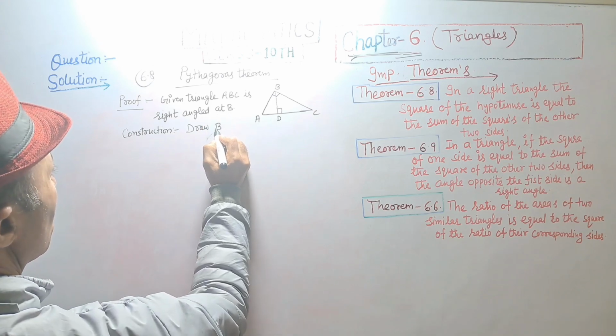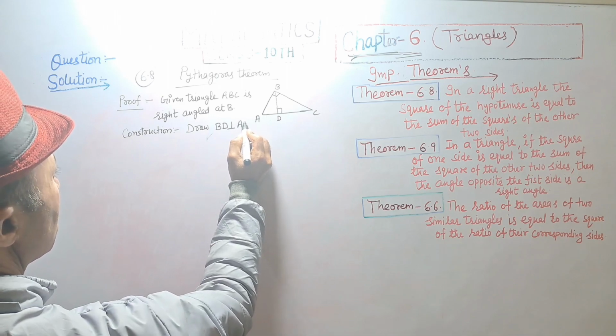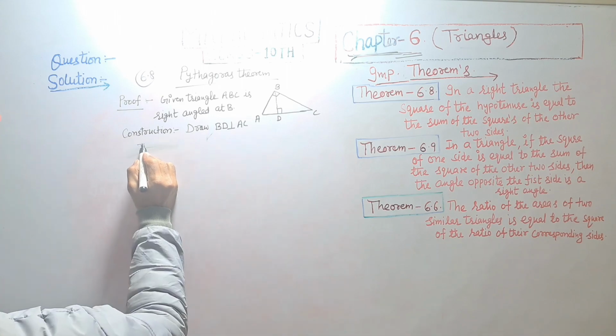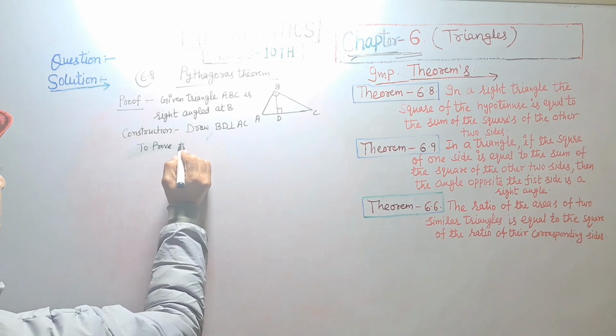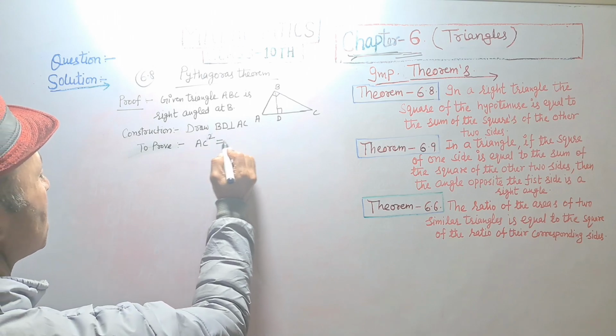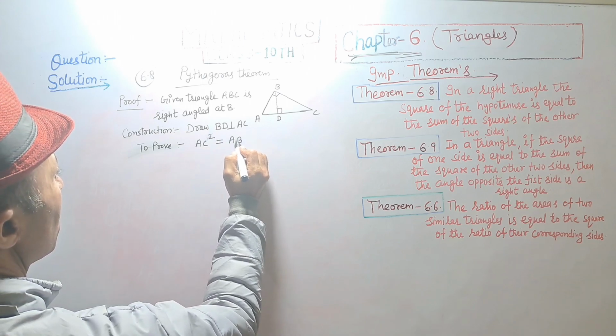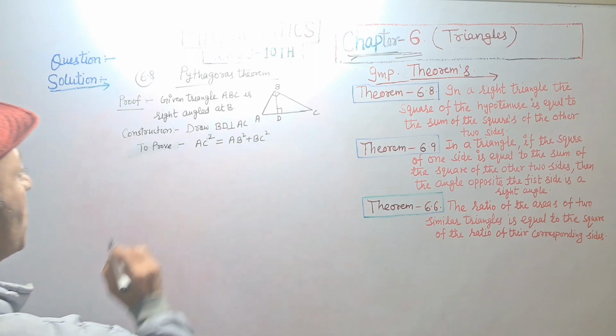Draw BD perpendicular to AC. To prove: AC square is equal to AB square plus BC square.